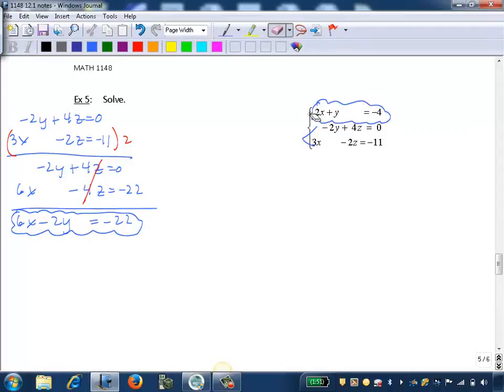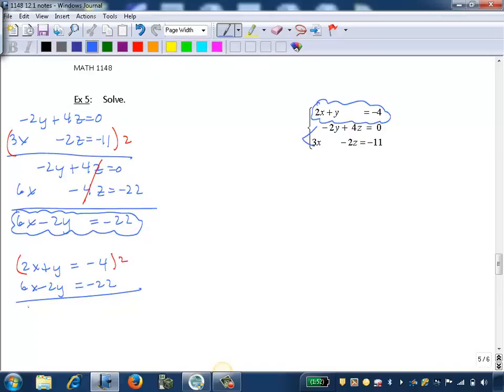So now I'm going to solve the system with 2x plus y equals -4 and 6x minus 2y equals -22. So I'll rewrite my first one, 2x plus y equals -4, and 6x minus 2y equals -22. Now with this system, I could either eliminate the x's or the y's, but since there's no coefficient on this y, the coefficient is 1, this will be the easiest. So if I have a -2y here, I can multiply this top equation by 2 to get the opposite, a positive 2y.